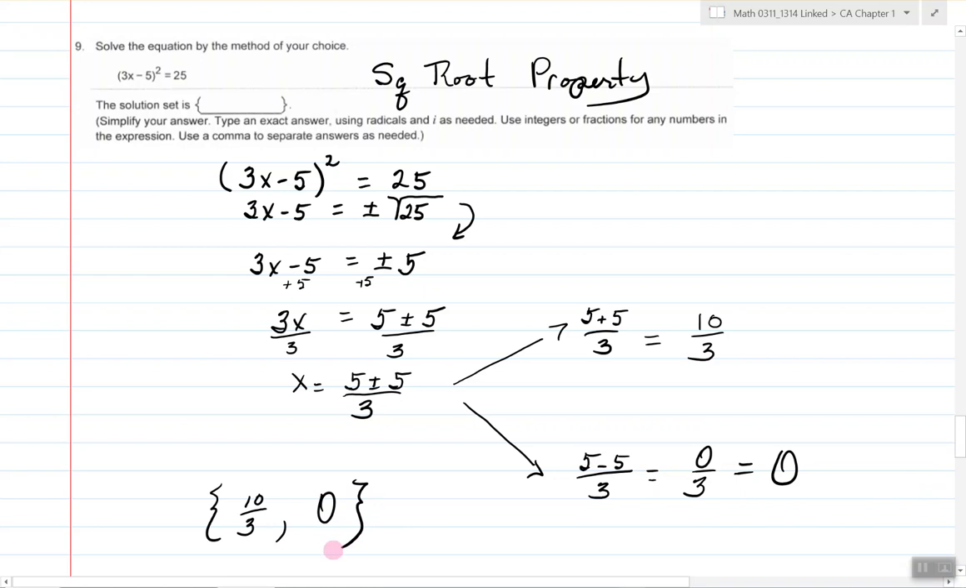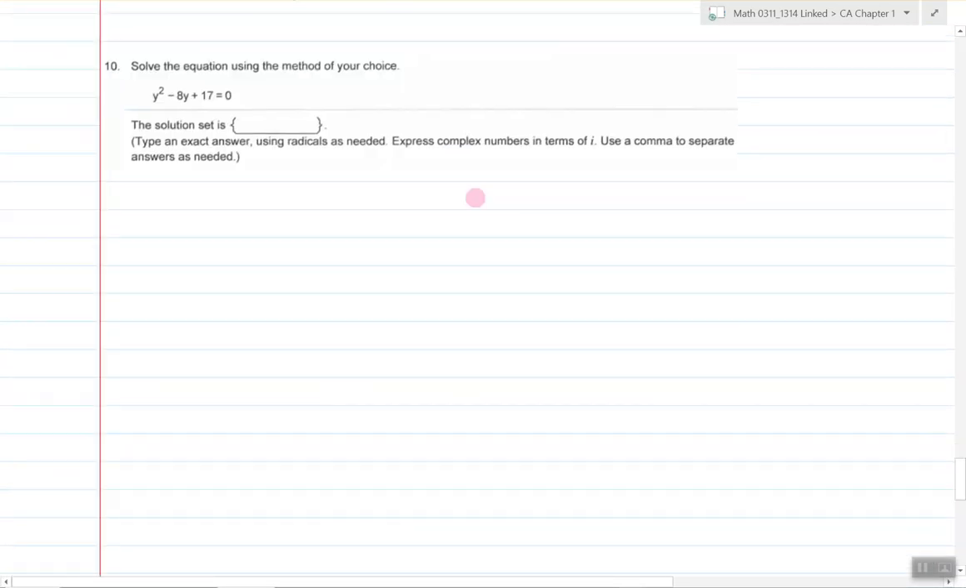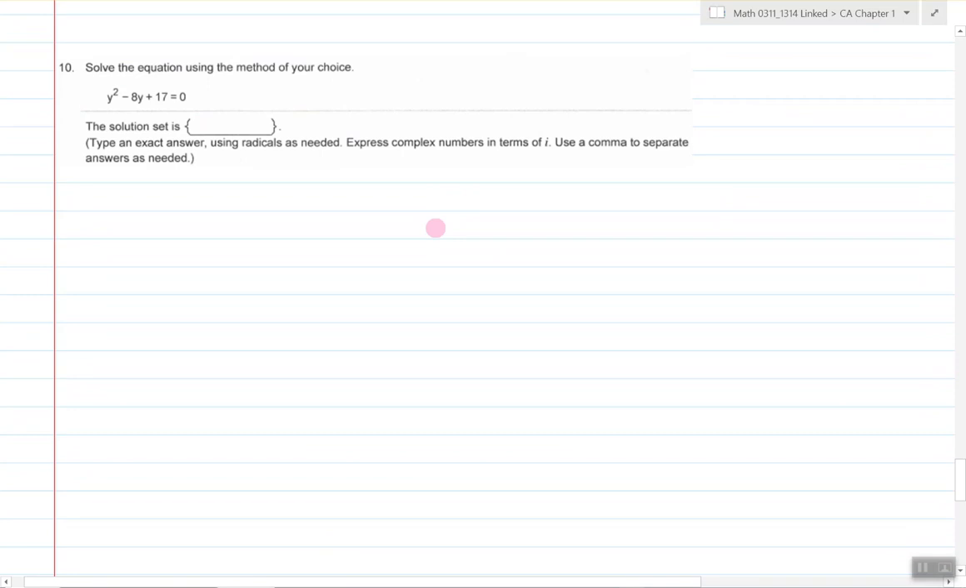And 0. 10/3 and 0, it doesn't matter about the order. Let's look at number 10. y squared minus 8y plus 17. It's in general form. It is not factorable because the factors of 17 cannot add up to be 8. So I choose the quadratic formula.